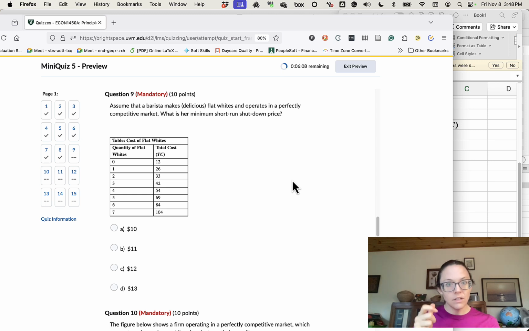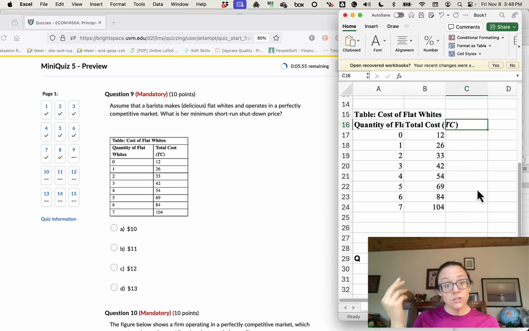So that's kind of the intuition here, is we want to find the average variable cost because that's going to determine her shutdown price. And the minimum one is the one that has the smallest average variable cost. That's the whole idea. So what this problem asks us to do is to find that average variable cost and then pick the smallest. So we're given quantity and we're given total cost.